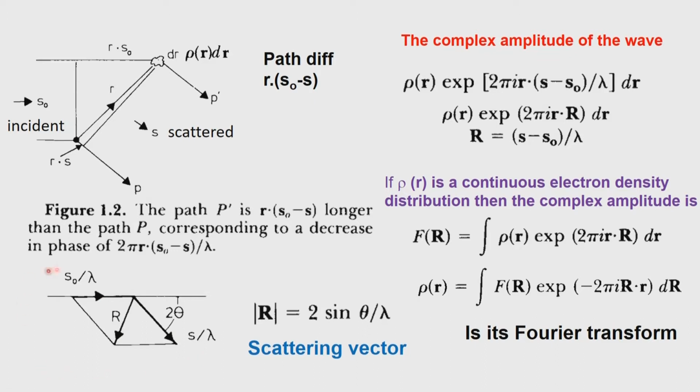So, I will leave it to you to get to this expression. We get the modulus of the vector r as equal to 2 times sin theta divided by lambda. So, the actual value of r depends upon the so-called scattering angle. You see that the value of r depends upon the value of lambda. So, for a given lambda, the value of the scattering vector depends upon the value of theta.